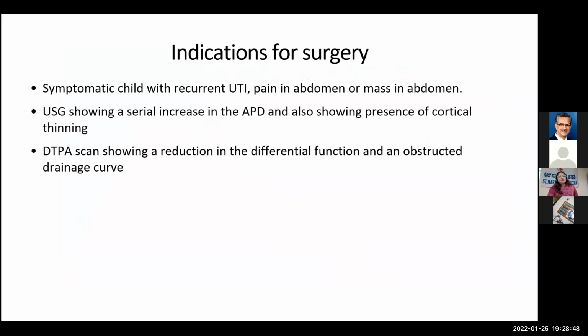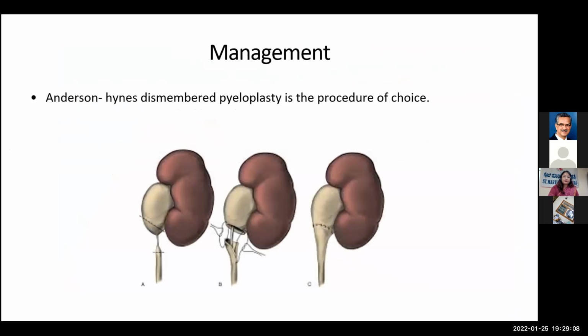The indications of surgery for these children: if any of these children present with symptoms, mainly recurrent UTI, pain in abdomen or mass in abdomen; if the ultrasound shows a serial increase in AP diameter and also shows the presence of cortical thinning; if the DTPA scan shows a reduction in the differential function and also an obstructed drainage curve.